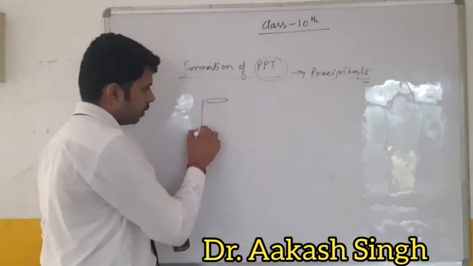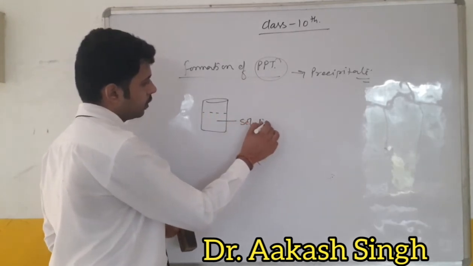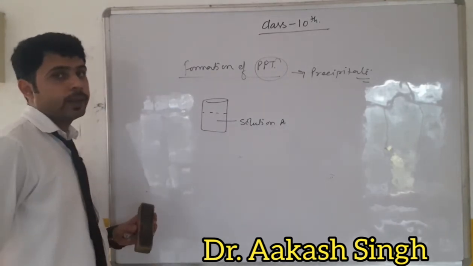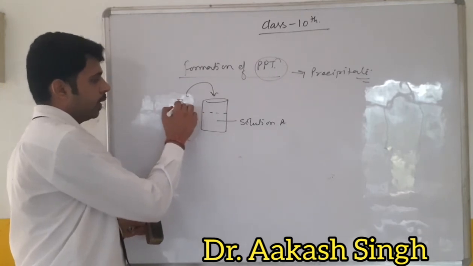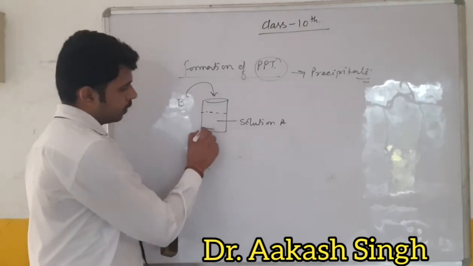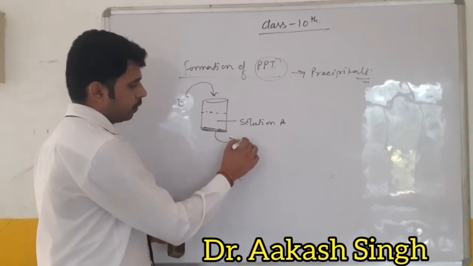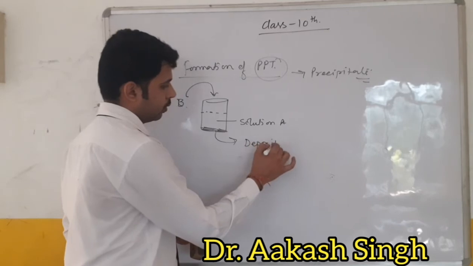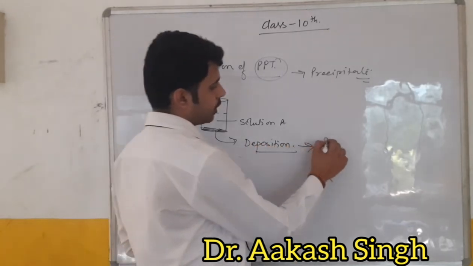Okay. Then this is a beaker with solution A. The beaker has a solution named A. When another substance B is added to the beaker of solution A, then a deposition starts at the bottom of solution A. This deposited matter is known as precipitate.